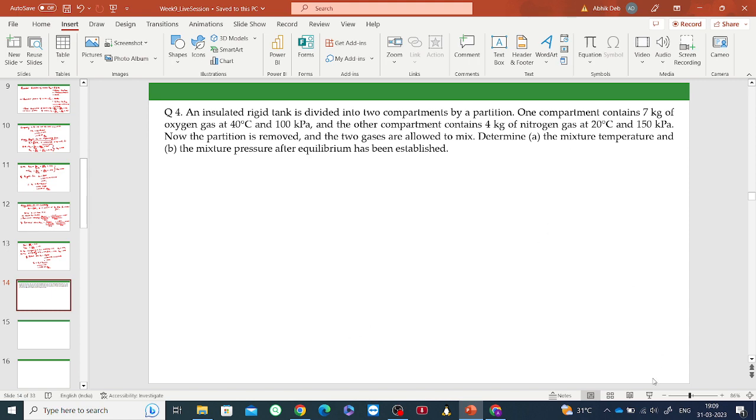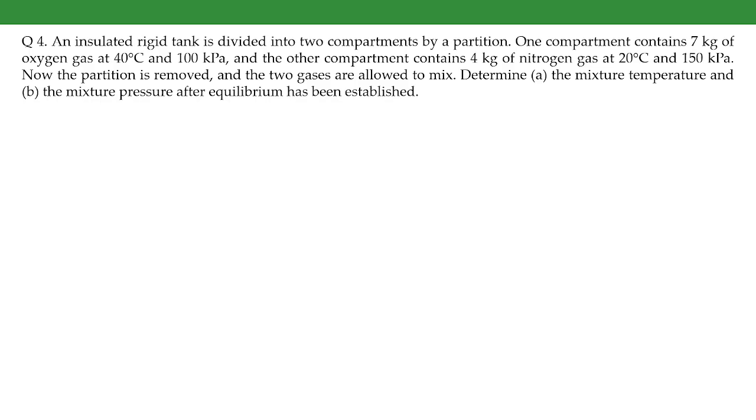Okay, so I am taking that there is no doubt. So we will move on to the next problem. This is a tank with a partition, with different gases in each of the partitions, and then they are mixed. So we have to determine what is the temperature and pressure of the mixture. So what have we been supplied with?